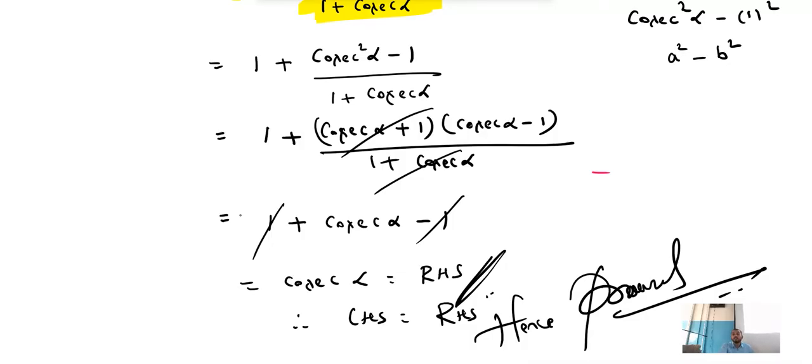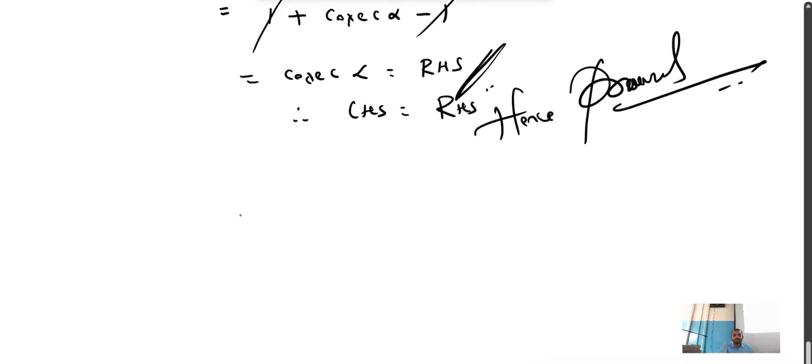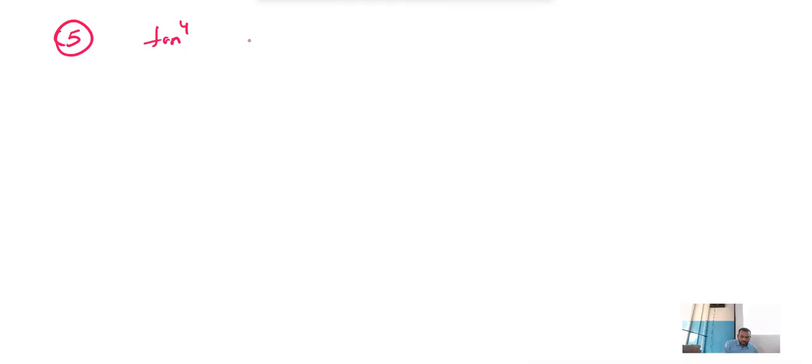Question number 5. Make a note. Question number 5. Show that tan power 4 theta plus tan square theta is equal to secant power 4 theta minus secant square theta.